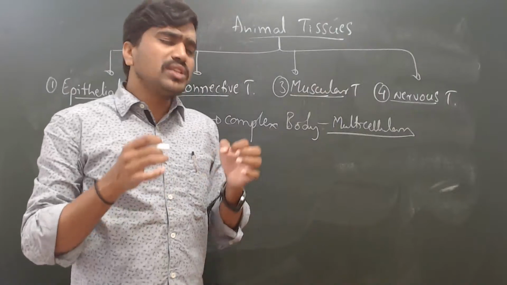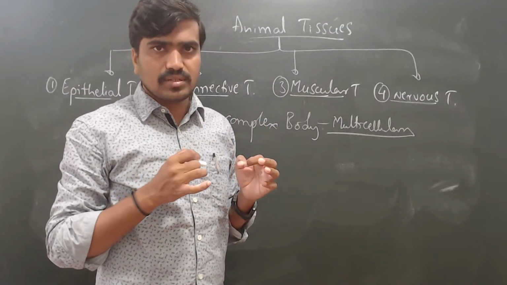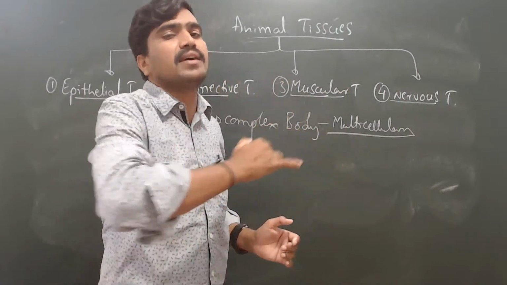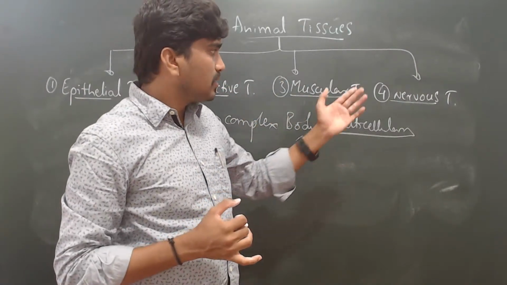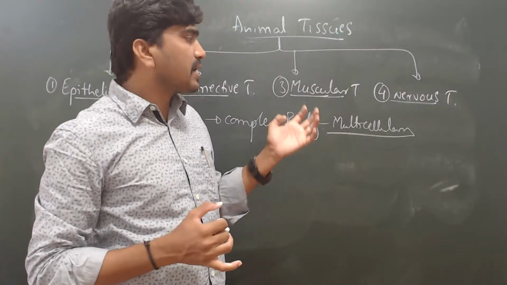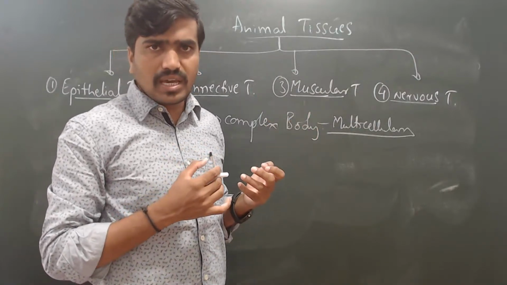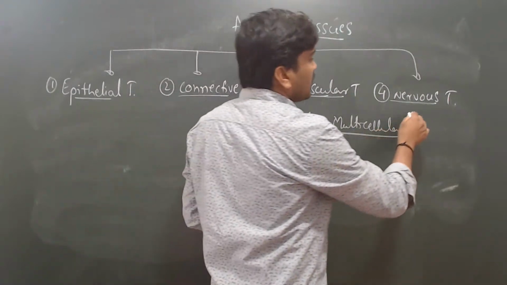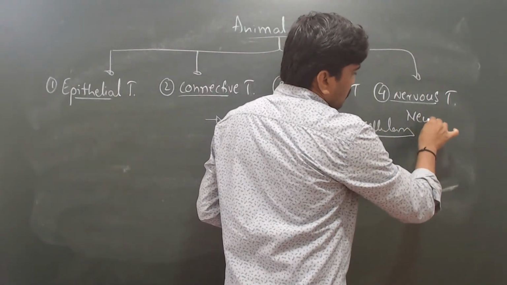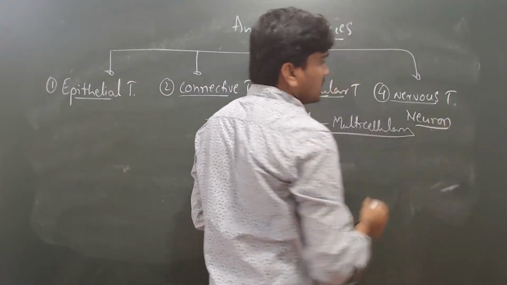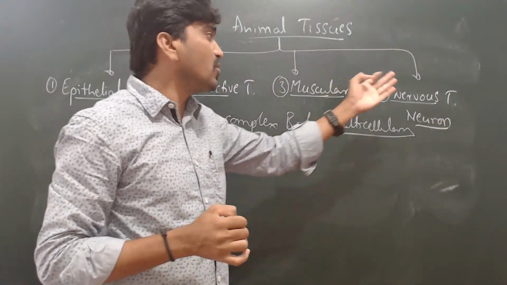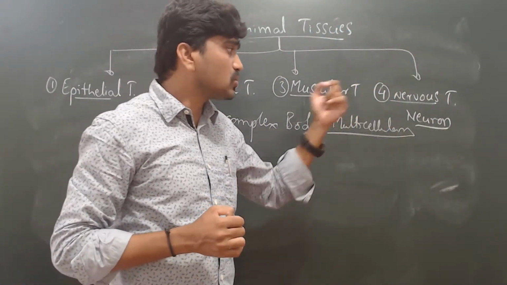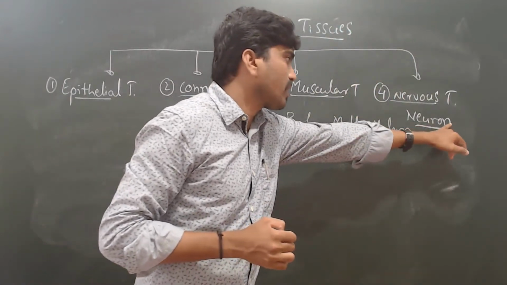Then another main part, nervous tissue. This nervous tissue mainly helps to transfer messages from one part of the body to another part. This nervous tissue contains nerve cells. The main important part here is the neuron. This neuron is known as the structural and functional unit of the nervous system. Which one? A neuron.